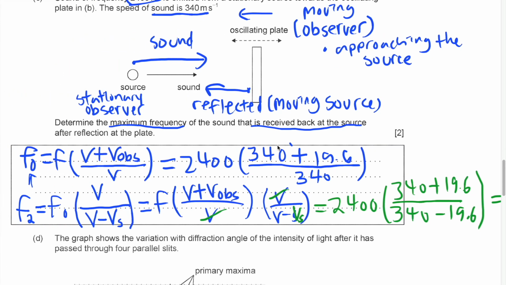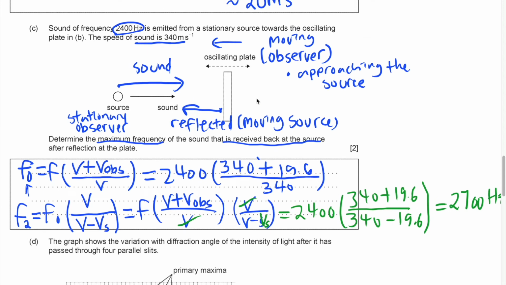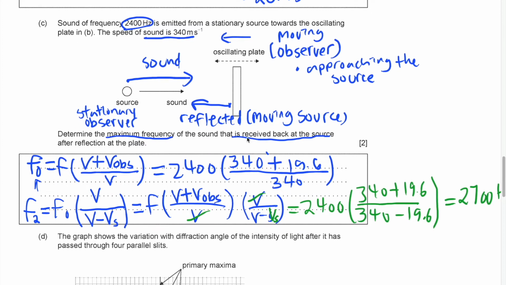Right. So the hard part here is to understand before reflection, the sound is emitted from a stationary source, and the oscillating plate is a moving observer. So it's a case where a moving observer is approaching a source. And after the reflection, the sound is moving. So it becomes a case where a moving source is approaching a stationary observer. And when approaching something, we want the frequency to be as large as possible.